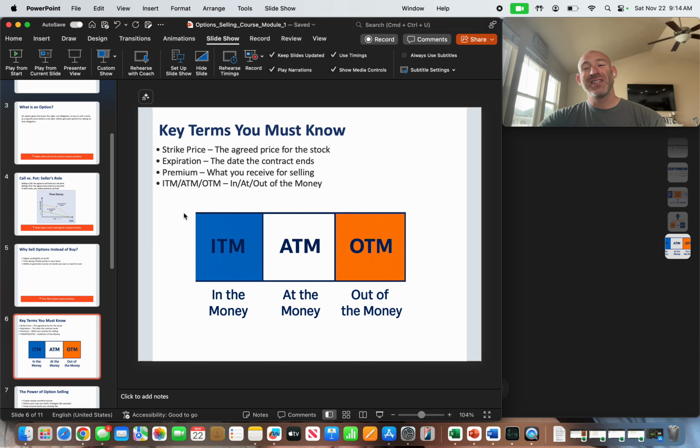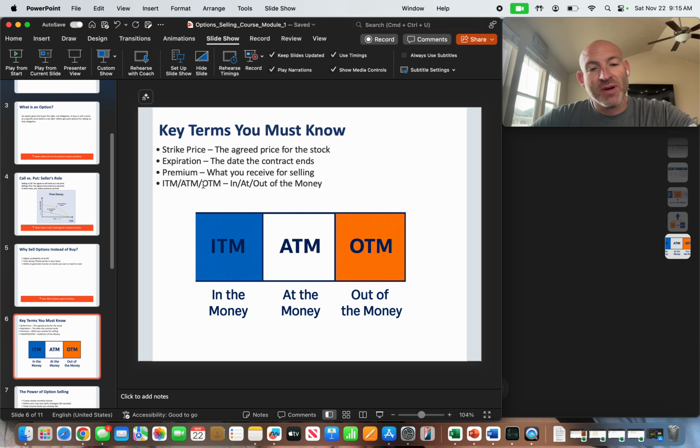All right. So key terms that you will hear, that you will see, that you want to know when you're talking about selling options. Okay. Strike price. That is the agreed upon price for the stock. That's the price you are choosing as the seller to either buy someone's shares if you're selling a put or sell stock that you own if you're selling a call. That's the price that you're willing to buy or sell. Expiration, the date the contract ends. Premium, that's what you receive for selling. That's kind of the whole point of this. This is the income.